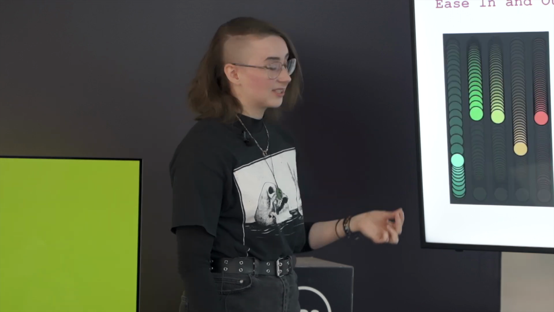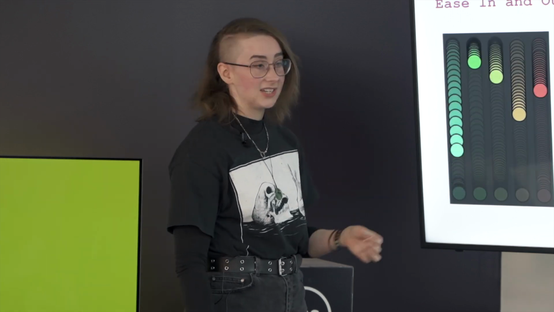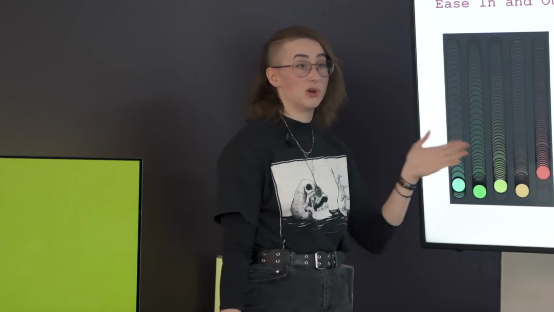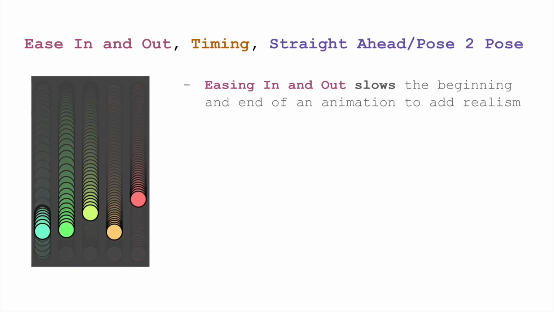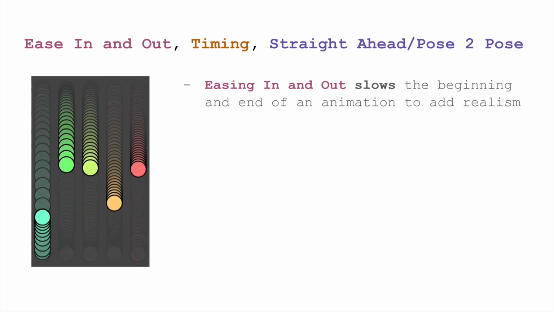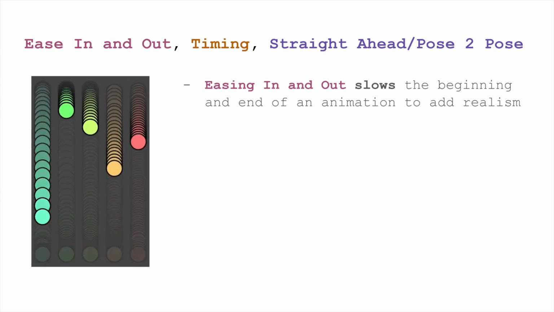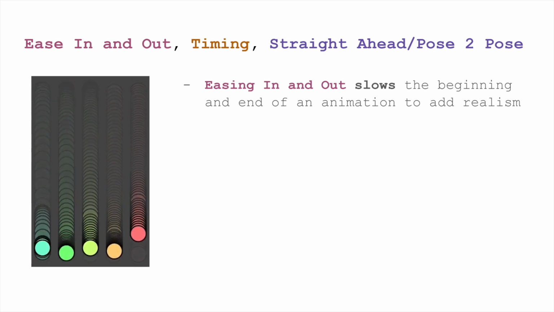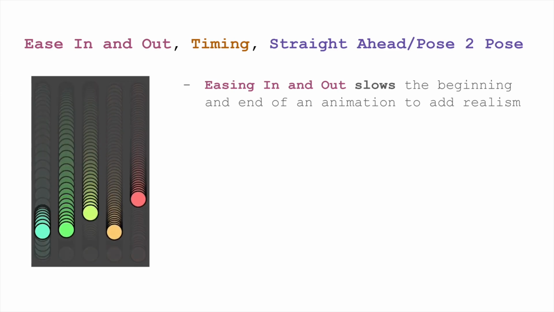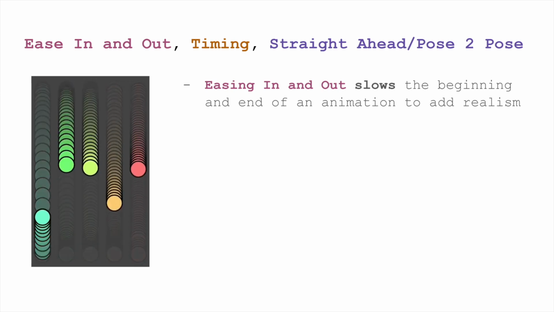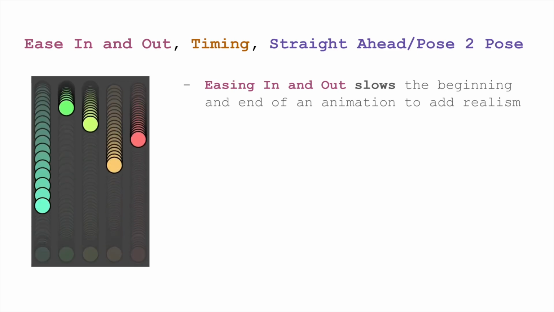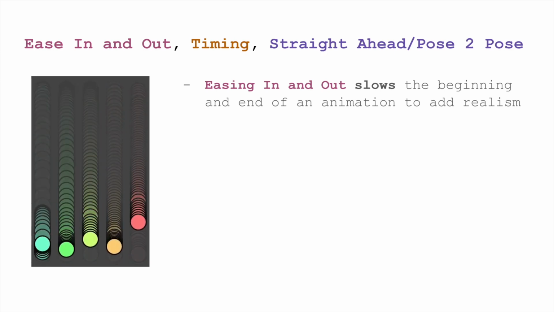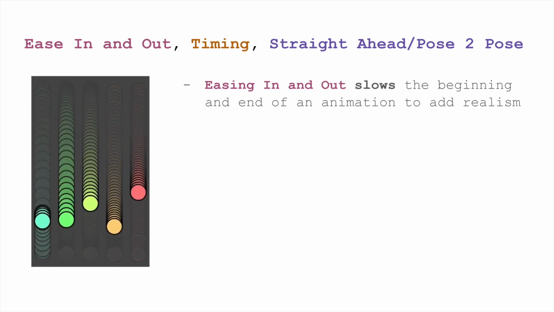So easing in and out slows the beginning and end of an animation to add realism. In this case, we have demonstrations of motion, basically. We have this red ball, which is in a constant state of motion. You can see that the spacing between all of the circles is evenly spaced. There is no change in timing in this. It's a constant state. But in the orange one, we have easing towards the end, where it's slowing down. You can tell by the overlapping there. And the third one, overlapping at the start and then coming out.